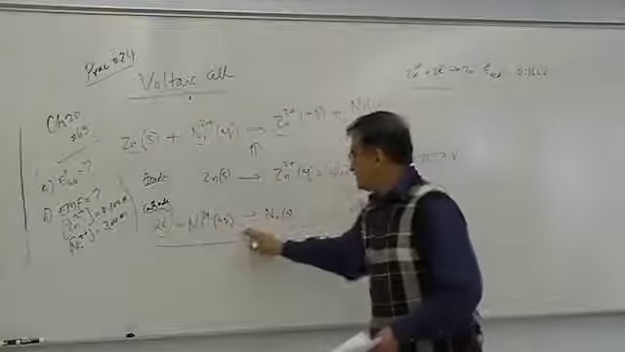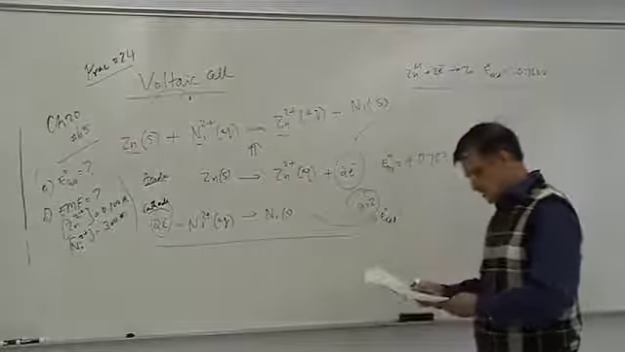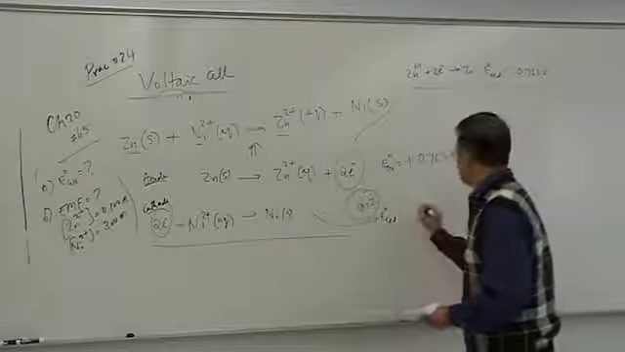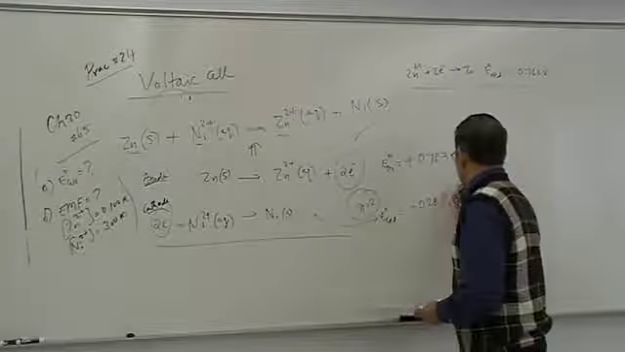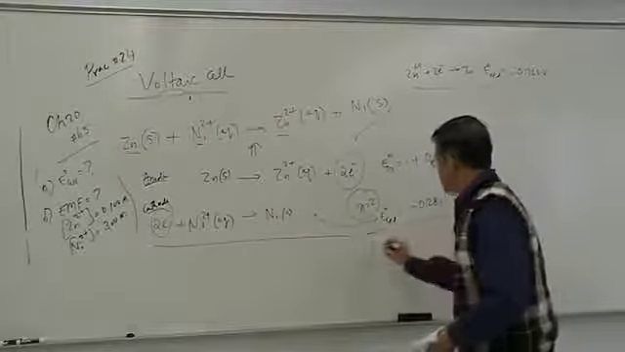This is the reduction reaction, so I can use just the book value because they list all these reduction values, and the value is minus 0.28. So what is the standard cell voltage?